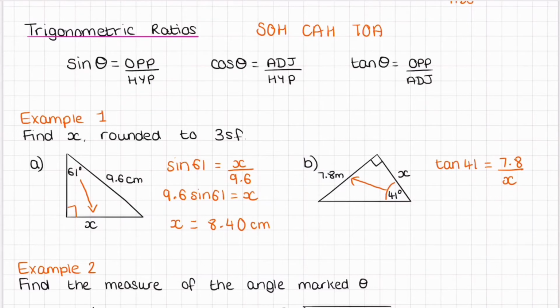Now rearranging here is a little bit different. Really quick way to do it, if your unknown is at the bottom of the fraction, the quick way is to just swap the x and the tan 41. So if the unknown's on the bottom of the fraction, just swap those two over. Put that in your calculator and we will end up with 8.97 meters, and that's rounded to three significant figures.